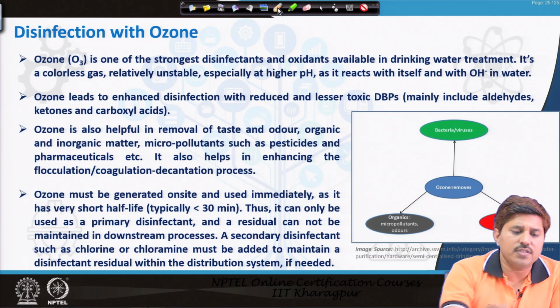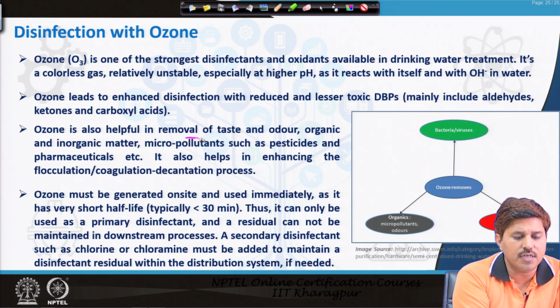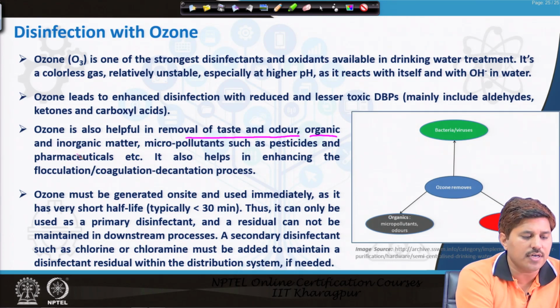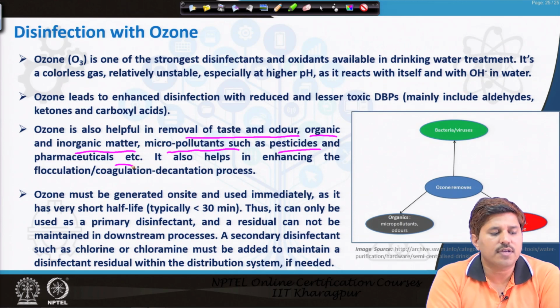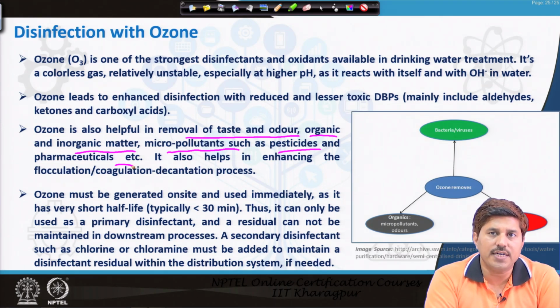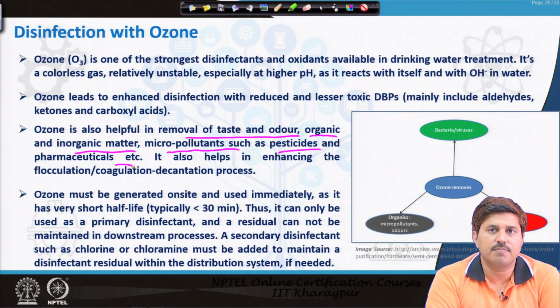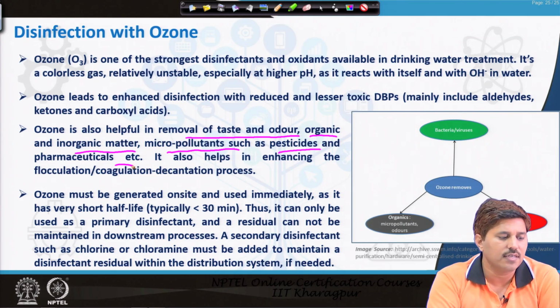There are added advantages with the ozone system: it is helpful in the removal of taste and odor. It can remove organic and inorganic matter. It can remove micropollutants such as pesticides and pharmaceuticals. And it can also help in enhancing the coagulation, flocculation and detention process. That is the reason many times ozone is provided before the coagulation flocculation process, but in that case also it acts just as a primary disinfectant, and we have to use a secondary disinfectant after that.